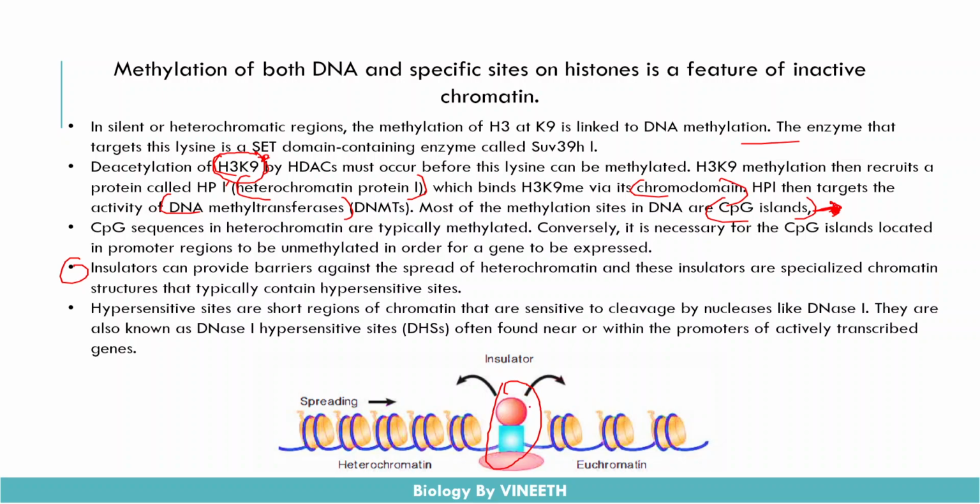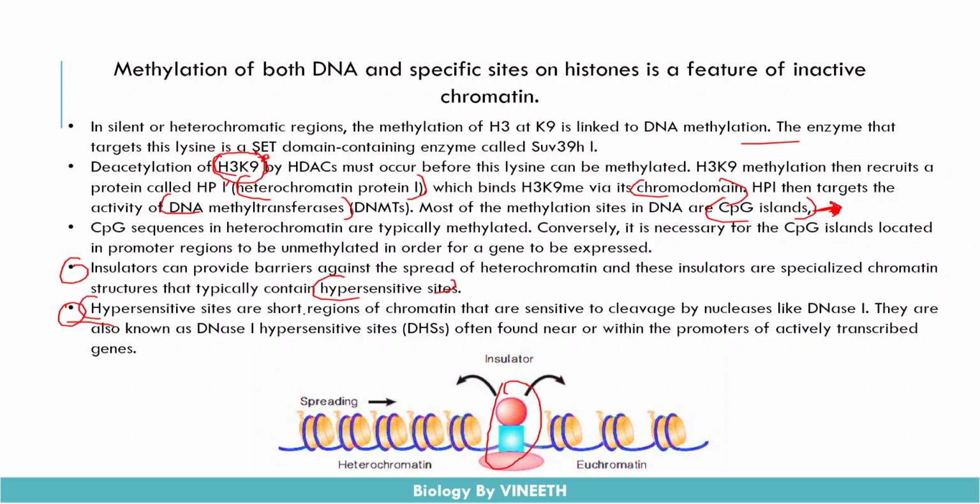These insulators are known to contain special sites known as hypersensitive sites. These hypersensitive sites are specific to these insulators. Mostly they are present in promoter-rich sequences, wherever the promoters are present for particular genes. So these promoters are often known to contain this kind of hypersensitive site, apart from the insulators.